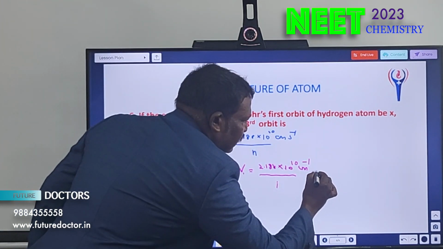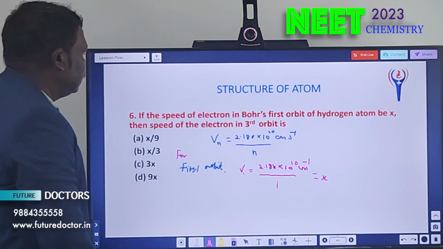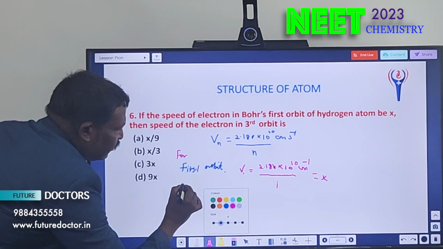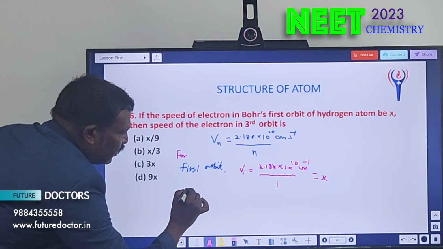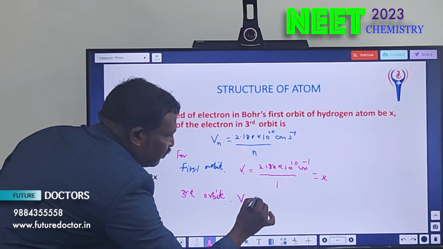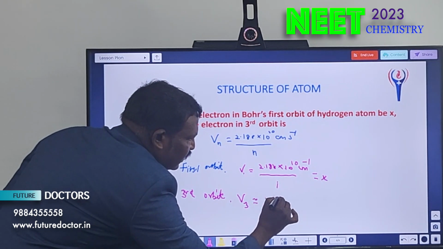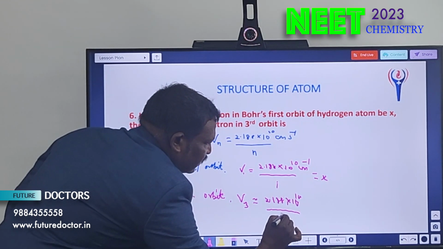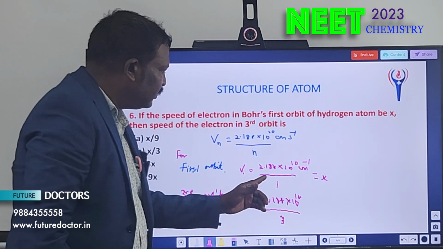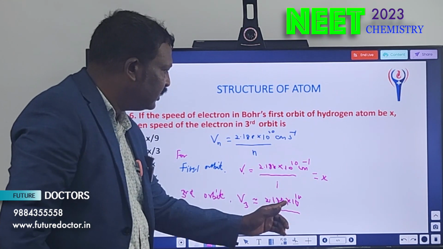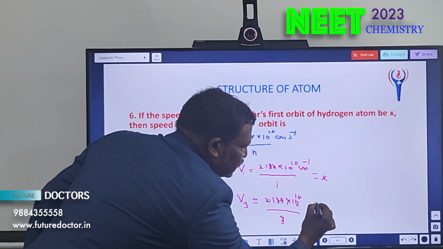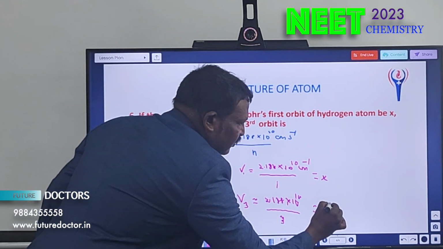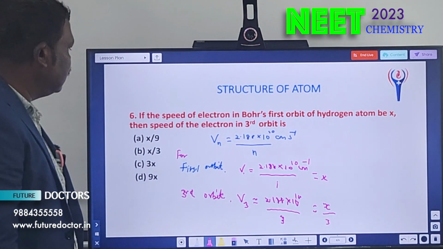They consider this as x. Then the speed of electron in the third orbit: for the third orbit, V3 is the same thing, 2.188 into 10 power 8, divided by 3. Here, instead of 2.188 into 10 power 8, we can put x. So it will be x by 3. Understood? You following? So the answer is option B, the correct one.